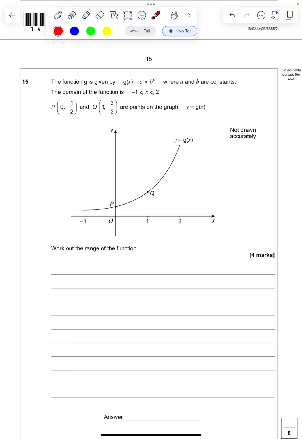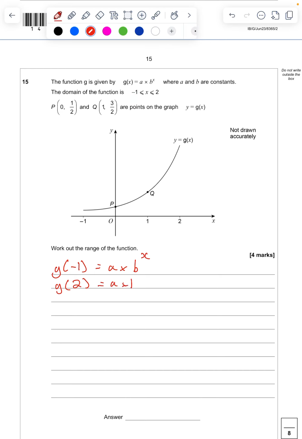Now, to find the range, basically, the range is the set of y values for which it's valid. To do that, you're going to put -1 into g of x and 2 into g of x, but the issue is you don't know what a and b are. So you've got to plug in the x value -1, but again, you don't know what a and b are, so you can't do too much. And you want to plug in the biggest value of x, which is 2. That's what the domain is between, -1 and 2. But again, you don't know the value of a and b, so not looking very useful so far.